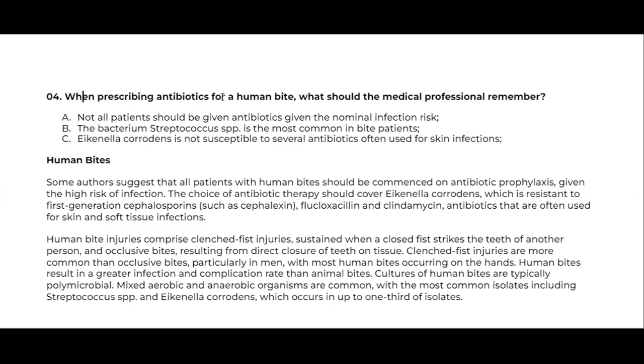When prescribing antibiotics for a human bite, what should the medical professional remember? What should means should and must. This is the main idea type question, the M type question. So you can understand this is the main. Now you have to read them and find out the correct one. Those who got the correct answers, please raise your hands.